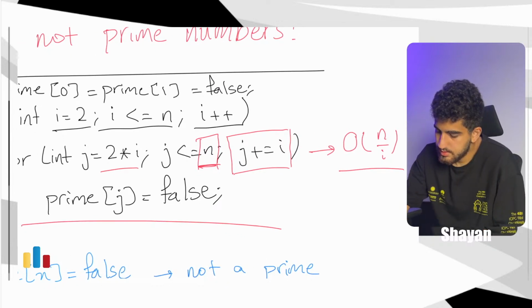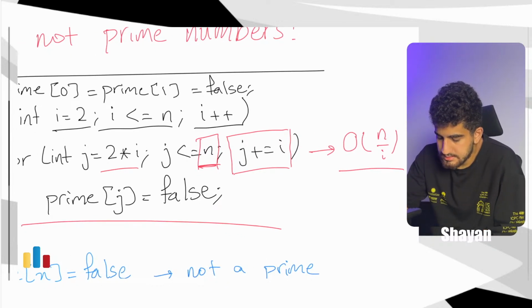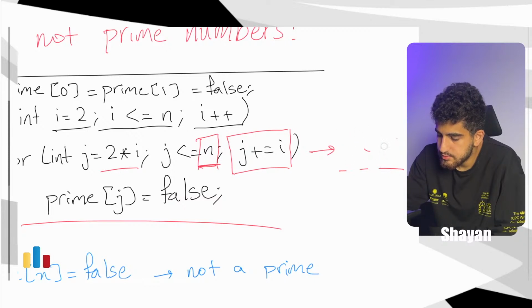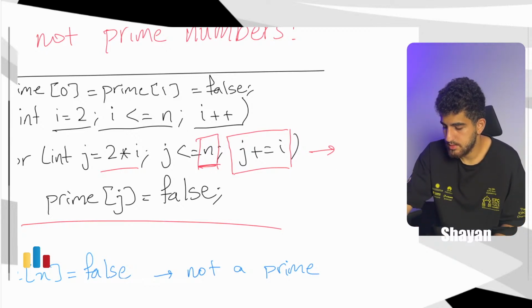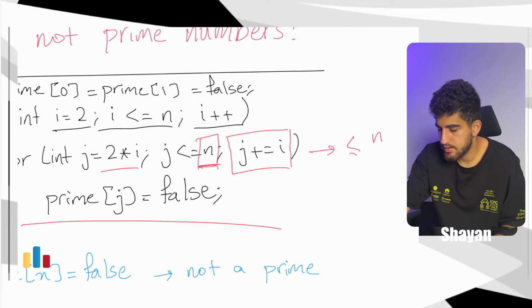We can just say that it is less than or equal to n. We don't really need to even use O notation here because we know its exact value. I mean, it is at most n. Wait a minute. Okay. It is at most n over I.